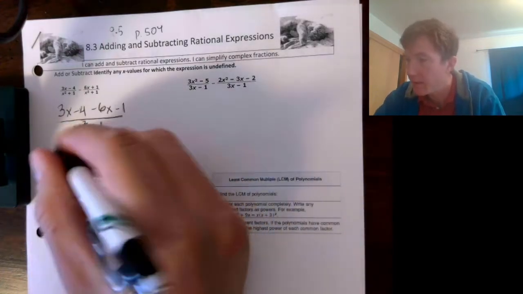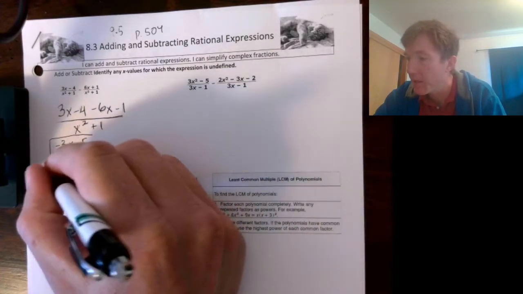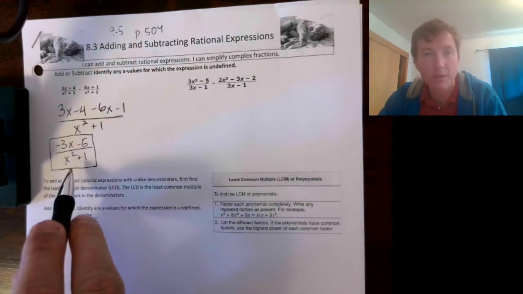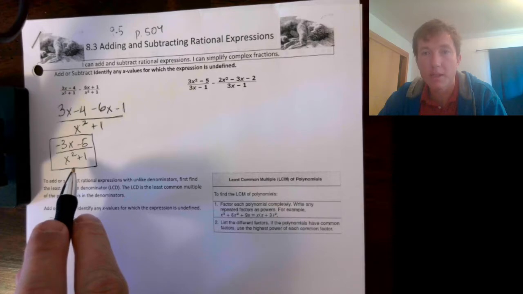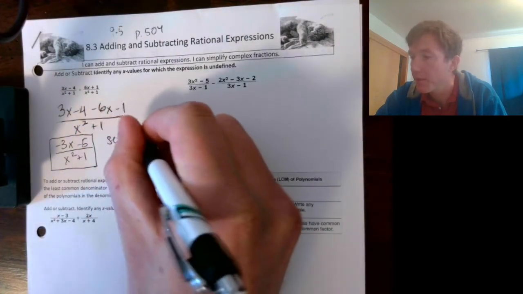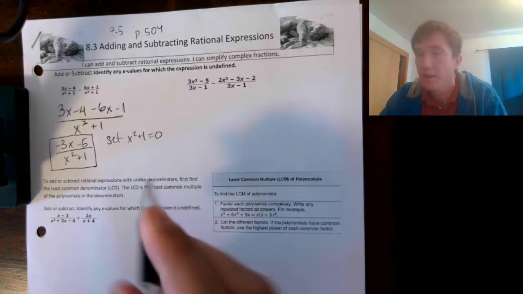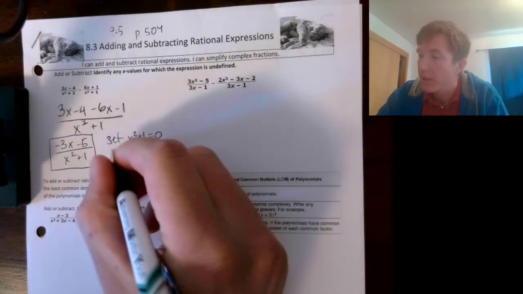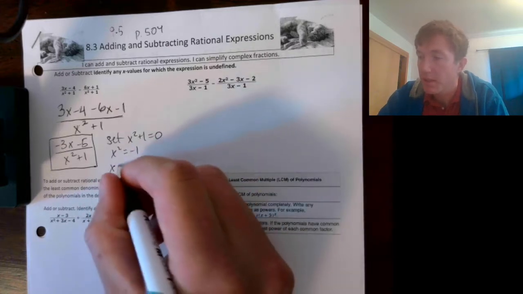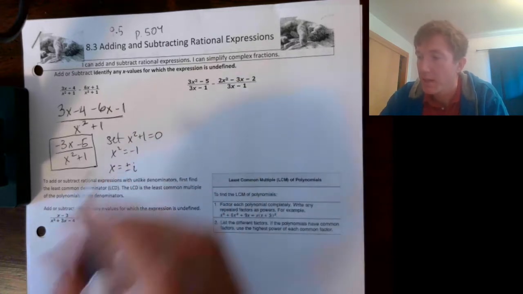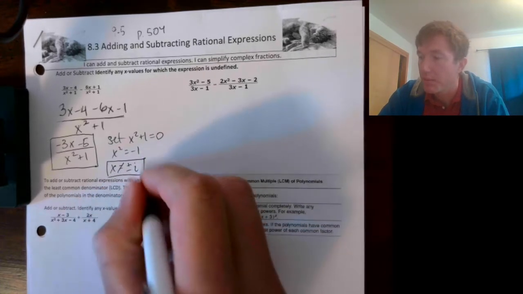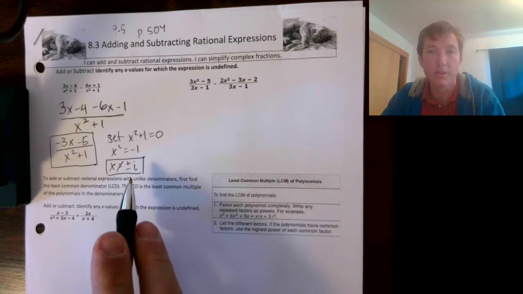And that's it. And then we need to set our domain restrictions. Here we have a restriction in the bottom. So the bottom can't ever equal 0. So I'm going to set x squared plus 1 equals 0. So then I get x squared equals minus 1. Take the square root of each side, we get x equals plus or minus i. And so the expression cannot equal plus or minus i. We'll have a hole in the graph there at that spot.